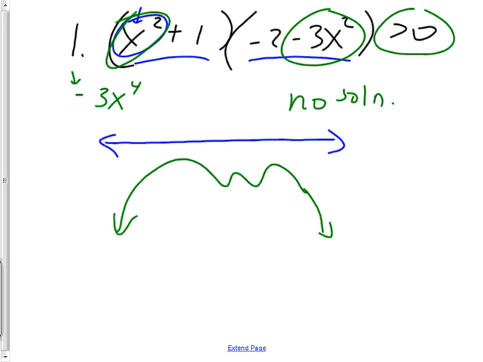Now, problem number 2, exact same question, except it says greater than or equal to 0. Or is this thing ever equal to 0? Okay, so now you got your answer.